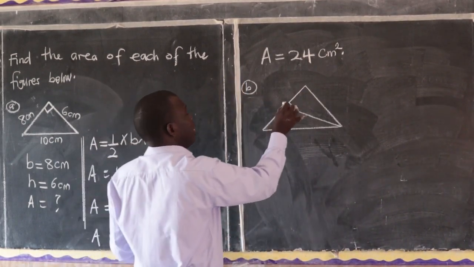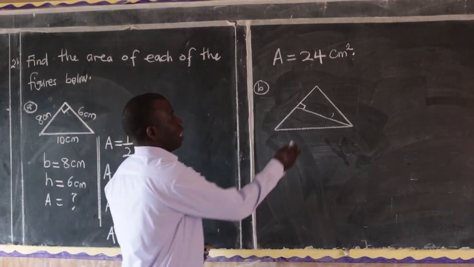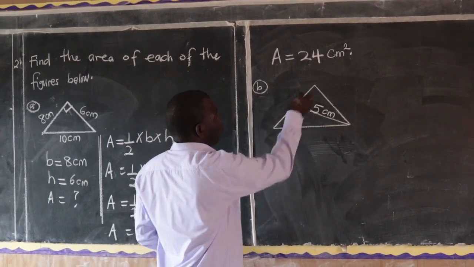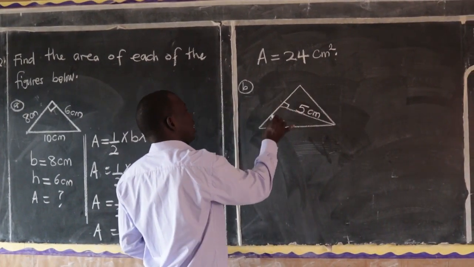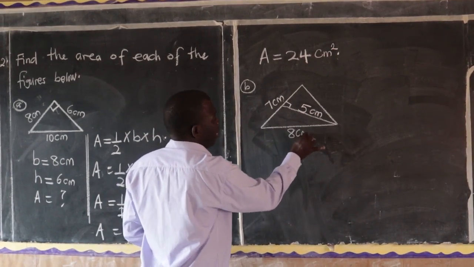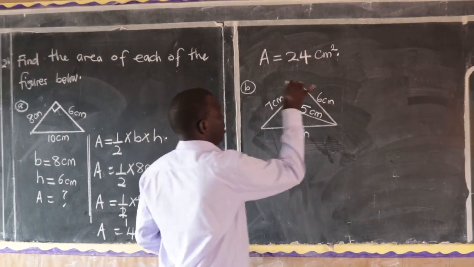I have this as 5 centimeters. Then we have from here to here as, let's say, 7 centimeters. We have this as 8 centimeters. And we can have this as 6 centimeters.